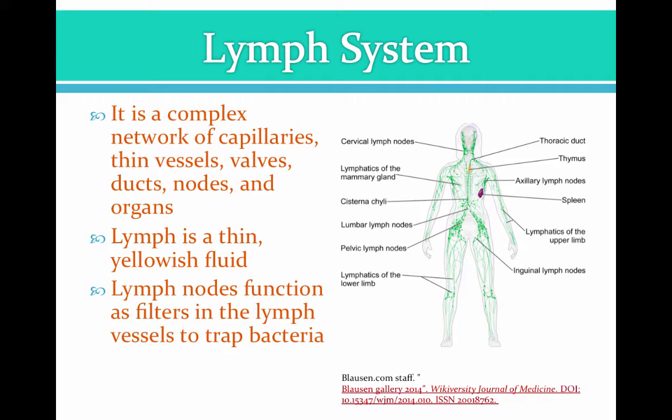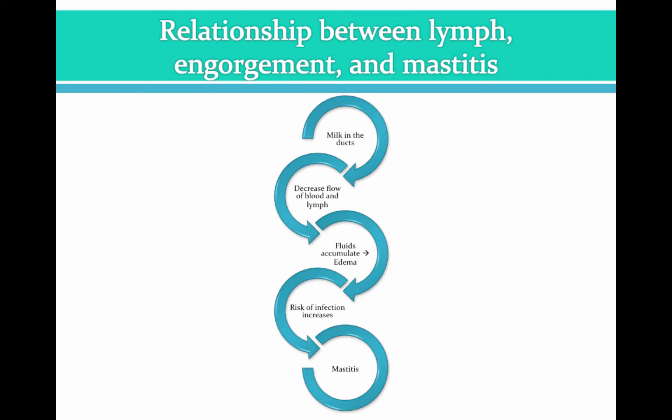Lymph is a thin, yellowish fluid made up of about 95% water with a few red blood cells and white blood cells. And lymph nodes function as filters in the lymph vessels to trap bacteria. And most of the lymph that's produced within the breast flows into the nodes of the armpit. And it traps bacteria that travel up the ducts from the nipple or the bloodstream. So remember that bit of information that most of the lymph produced within the breast flows to the nodes of the armpit. I'm going to explain something here in a minute.